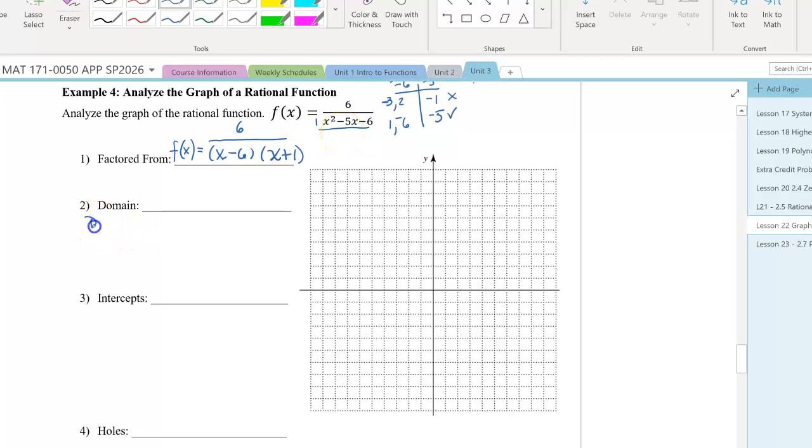Remember, to find the domain, you set the denominator not equal to 0. So I have x minus 6 times x plus 1 does not equal 0. So x minus 6 cannot equal 0, so x cannot equal 6. X plus 1 cannot equal 0, so x cannot equal negative 1. So to write that in interval notation, I'm going to have from negative infinity up to negative 1, union negative 1 to 6, union 6 to infinity.